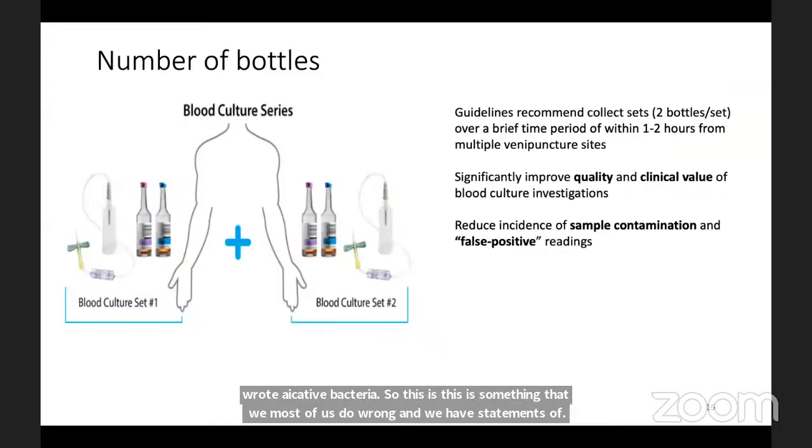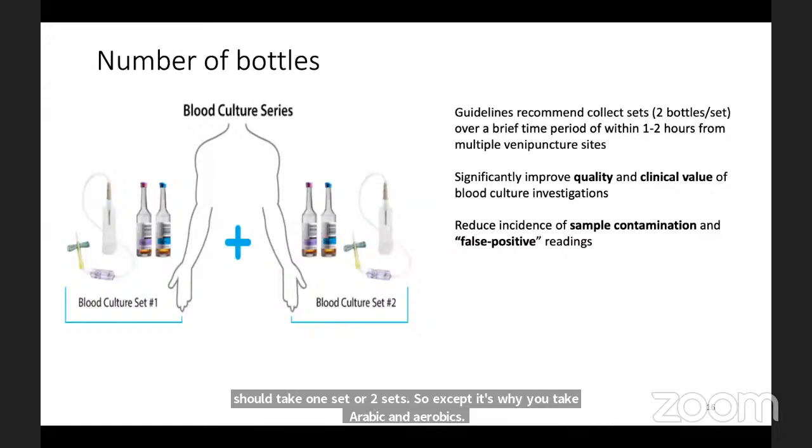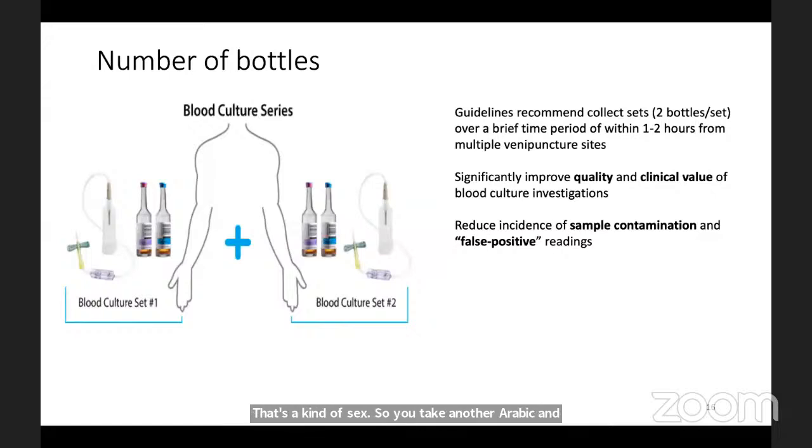And so yesterday we were talking about whether we should take 1 set or 2 sets. So a set is when you take aerobic and anaerobic. The second set is when you take another aerobic and anaerobic, and it's advisable to take it at an interval of 1 to 2 hours. This will just help us to see whether there's continuous bacteremia in the system.